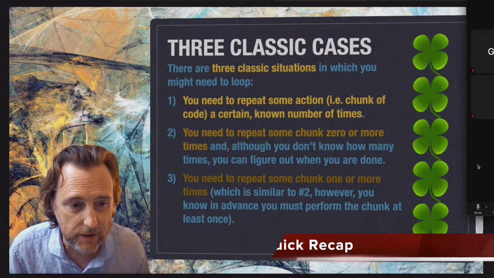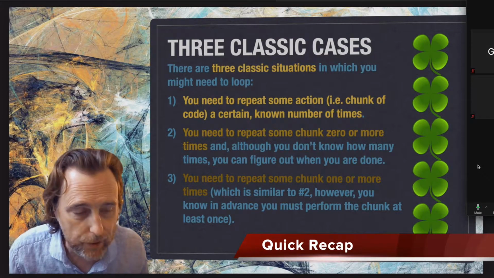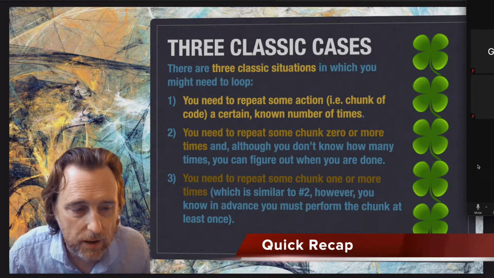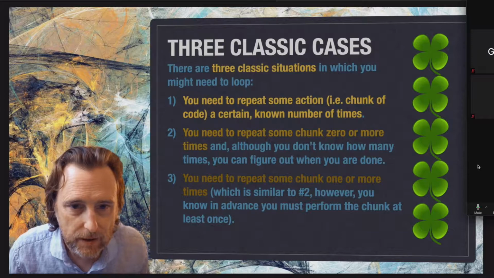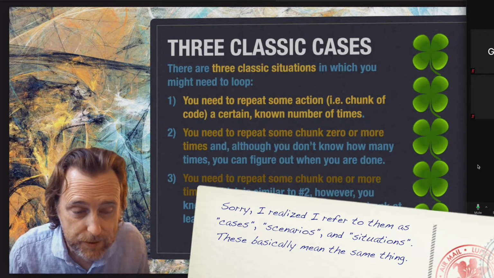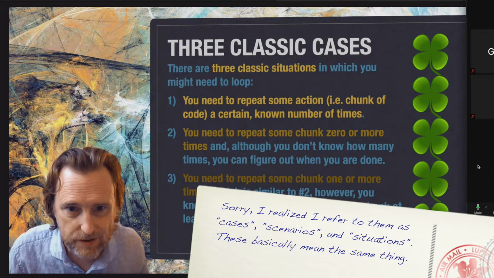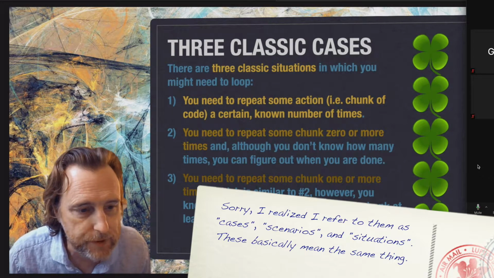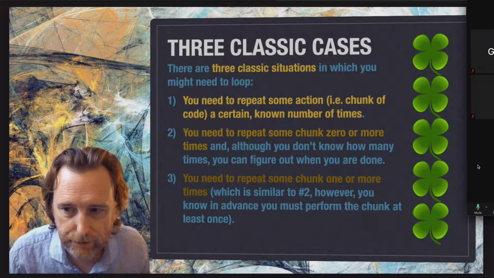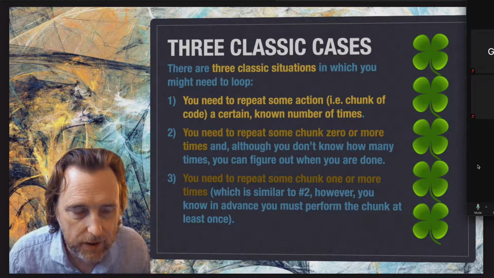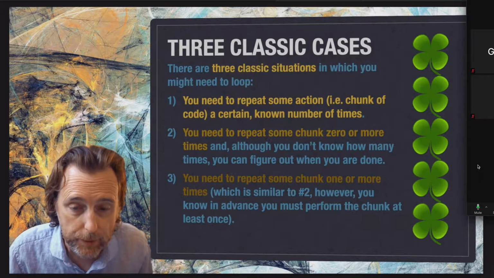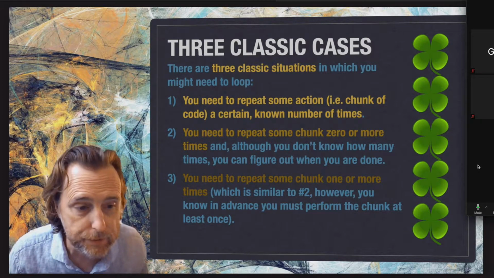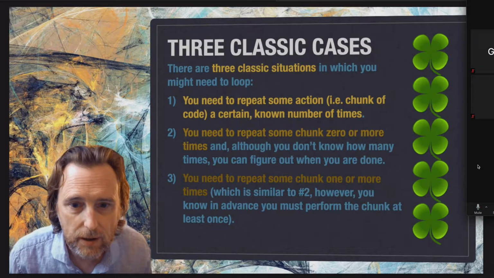By way of just a tiny bit of review, there are three classic cases of repetition or looping. I've numbered them 1, 2, and 3. Sometimes I call them scenarios as well, but there are three scenarios or cases. The first is you need to repeat some action a certain known number of times. And for that, we've used the for loop, because with the for loop you give it the number of times you want it to repeat. So if you know the number of times, then the for loop is the best choice.